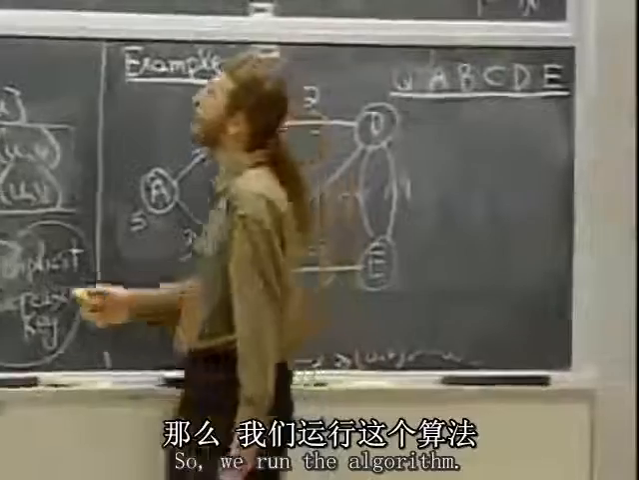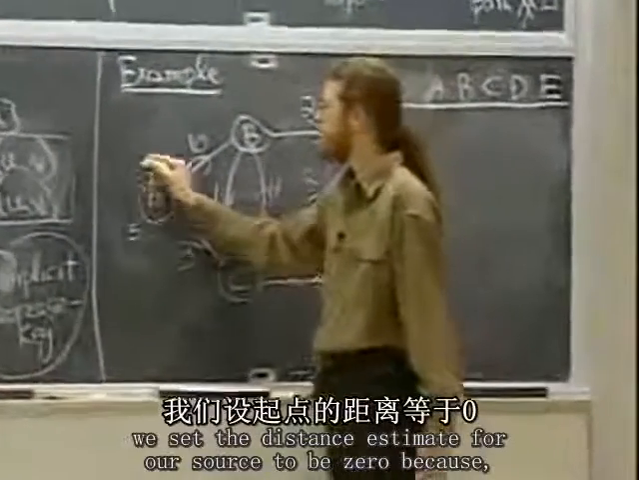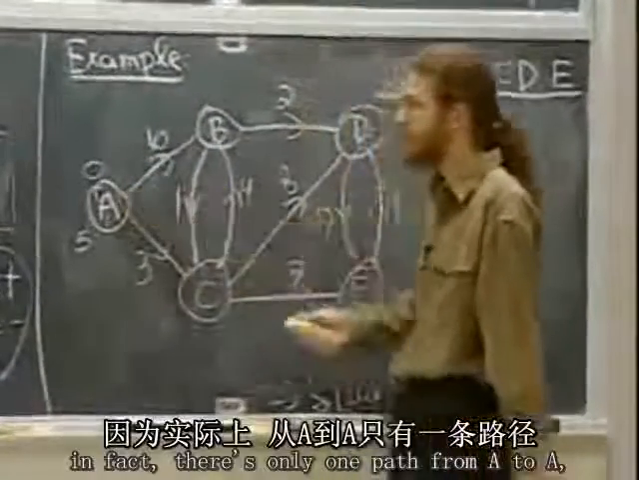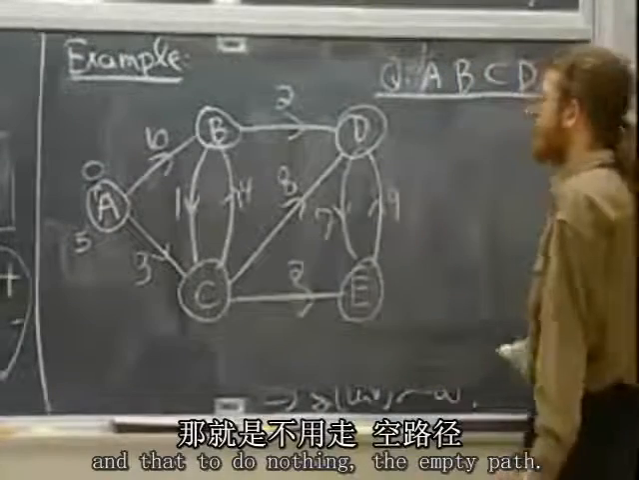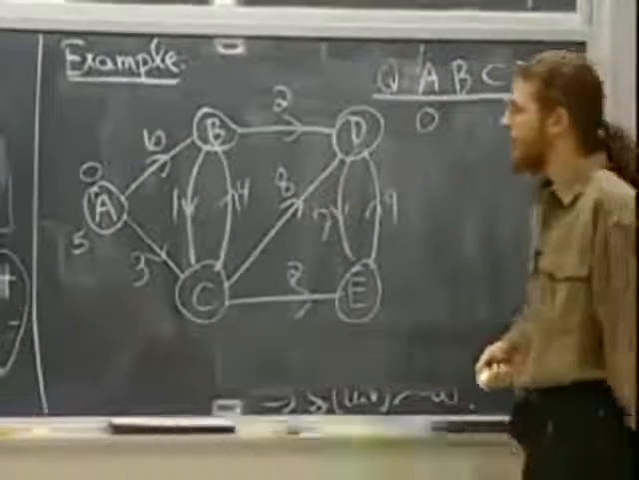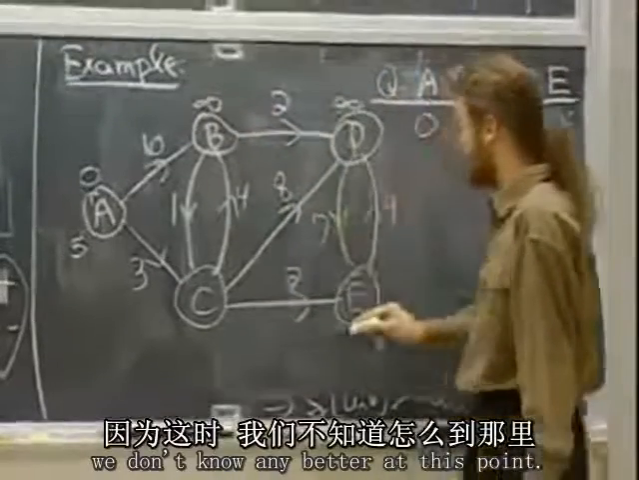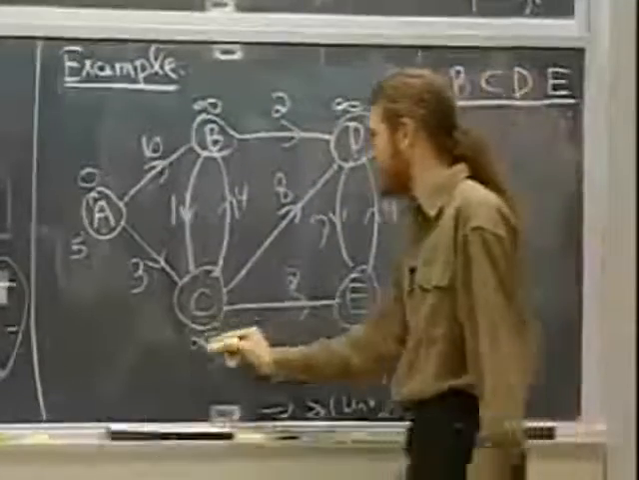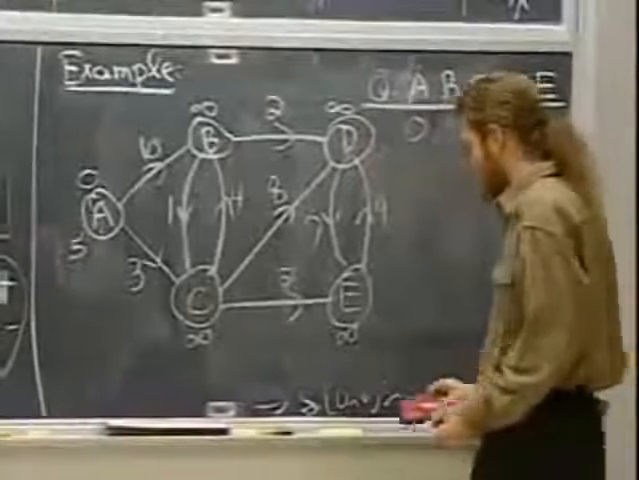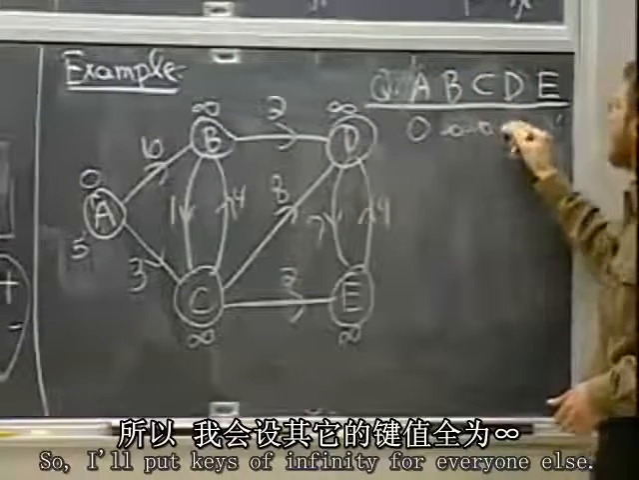So we run the algorithm. For the initialization, we set the distance estimate for our source to be 0, because in fact there's only one path from A to A, and that's to do nothing, the empty path. So I'm going to put a key of 0 over here. And for everyone else, we're just going to put infinity, because we don't know any better at this point.